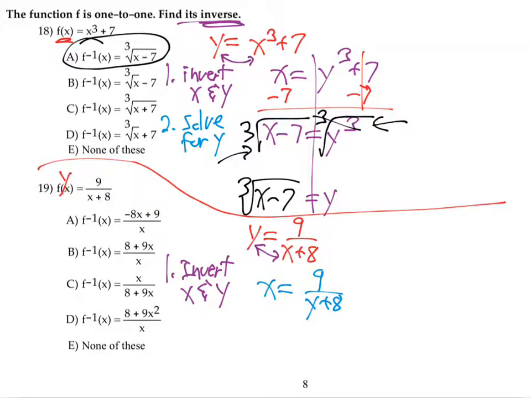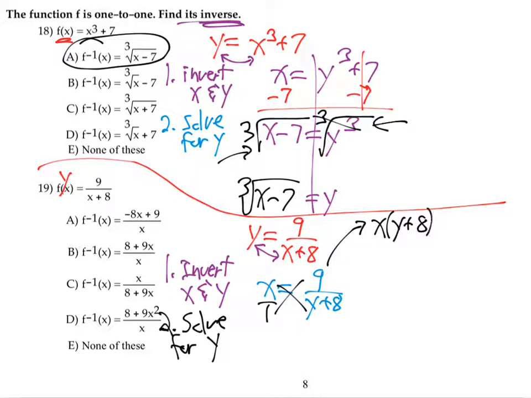Now step 2, what do we do to solve this? Well, we solve for y. How do you solve when you've got a fraction? Do you remember? Put this over 1 and go diagonal, diagonal. Bring it up here. We have x times y plus 8 is 1 times 9. Distribute. xy plus 8x is 9. 9 times 1 is 9.